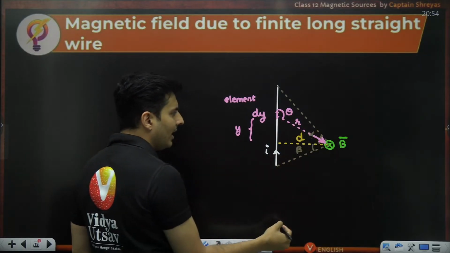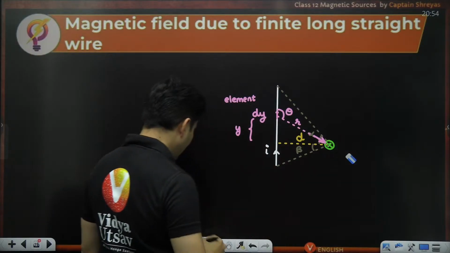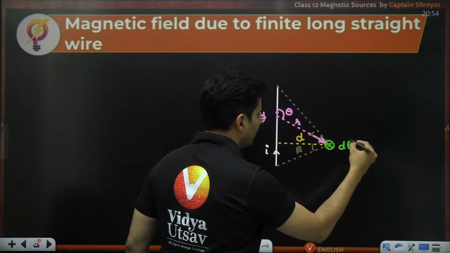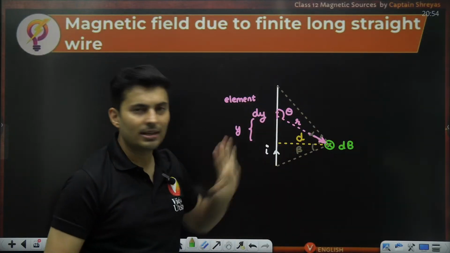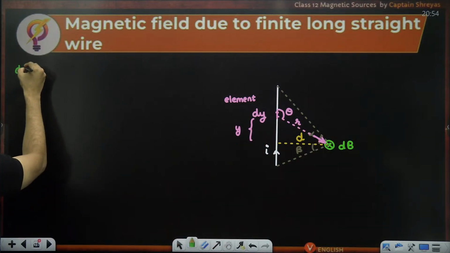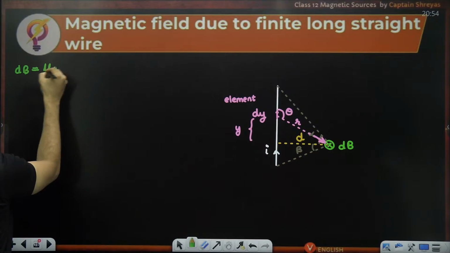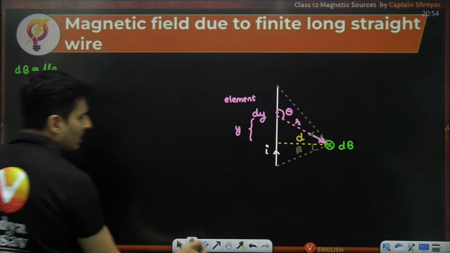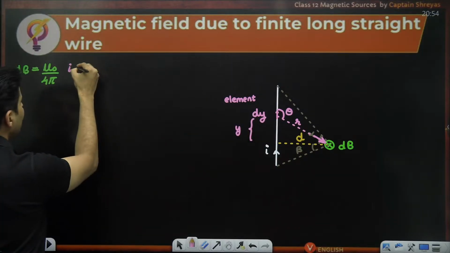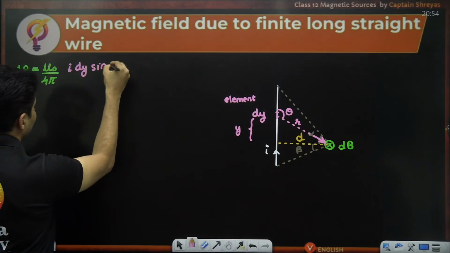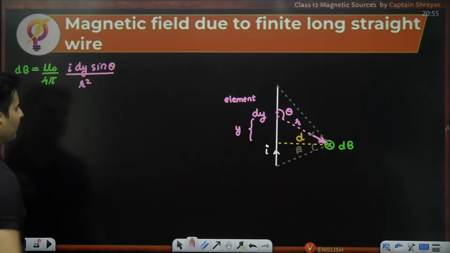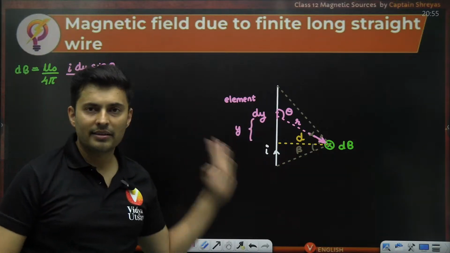So that is basically your R, and the magnetic field will no longer be B, it will just be dB due to this small element. I hope this is clear. So by logic, my dB will be mu naught divided by 4 pi, then I will also have I dl. dl over here is dy. And then I will also have sine theta, and the whole thing divided by r square.